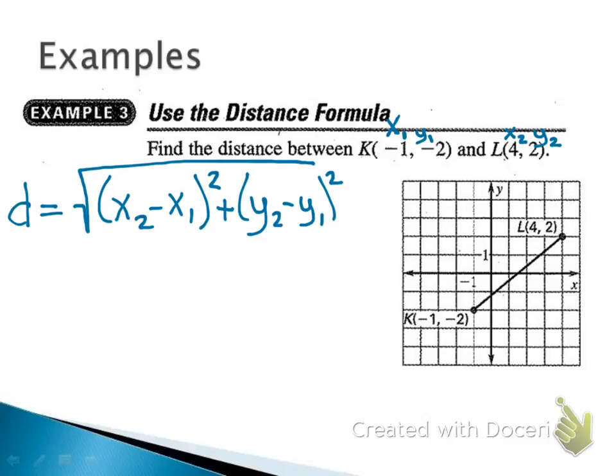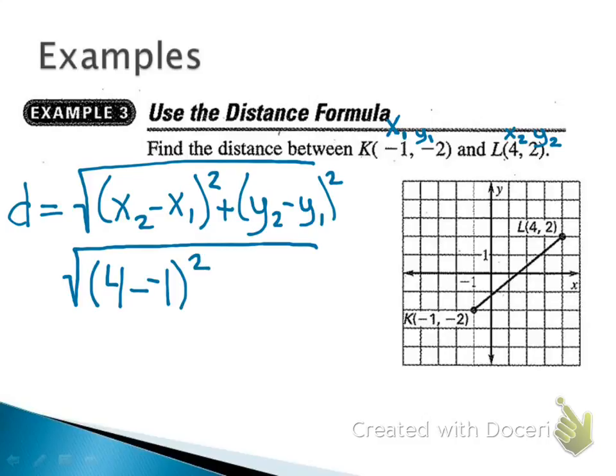Subtract them, square them, and then add them. Yep. So I have the big square root. What is x2? Which is the second x value you were given? 4. Minus, what's the first x value you were given? -1. I'm going to square it. I'm not doing any math yet. You're getting a step ahead of me. All I'm doing is writing them out.